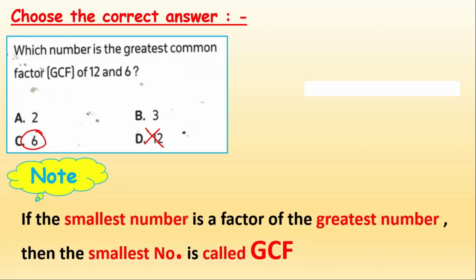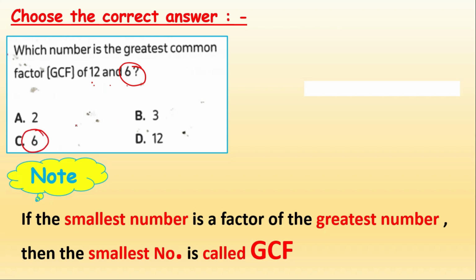If the smallest number is a factor of the greatest number, then the smallest number is called the G.C.F. What does it mean? In this example, 6 is a factor of 12. Yes, because 6 times 2 equals 12. So 6 is the greatest common factor, because the smallest number is a factor of the greatest one.